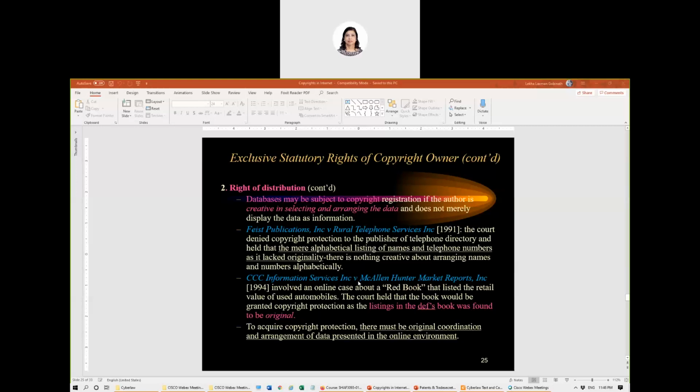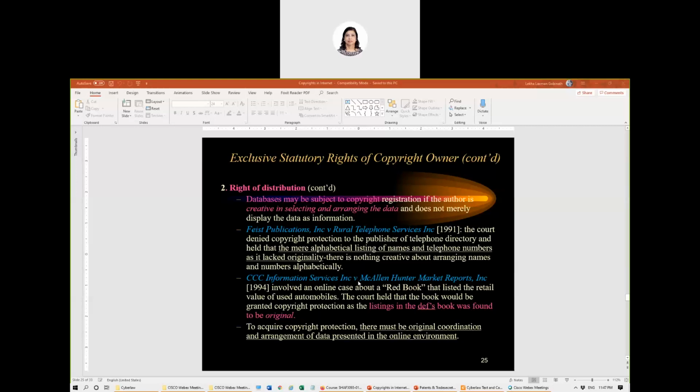Now, there are several cases. The first case is Feist Publications Incorporated versus Rural Telephone Service Incorporated. Here, the court did not give copyright protection to the publisher of the telephone directory. Their reason was that the mere alphabetical listing of names and telephone numbers did not have originality. There was nothing creative about arranging names and numbers alphabetically. They just took it and put it there. There was nothing different in the way they had arranged it. Therefore, they were not entitled to copyright protection.